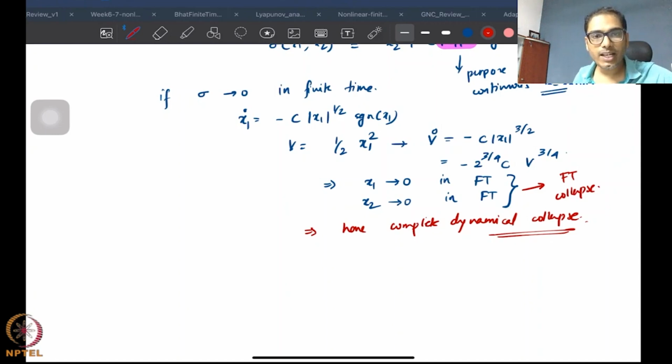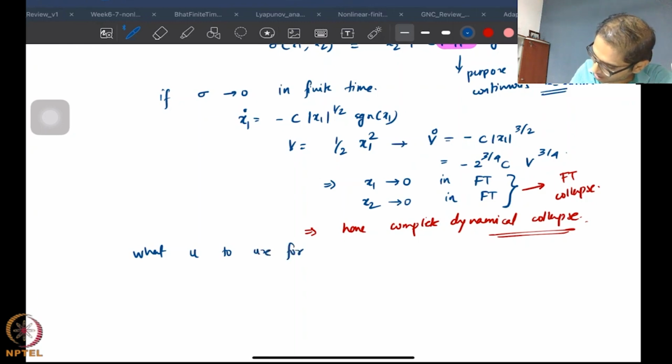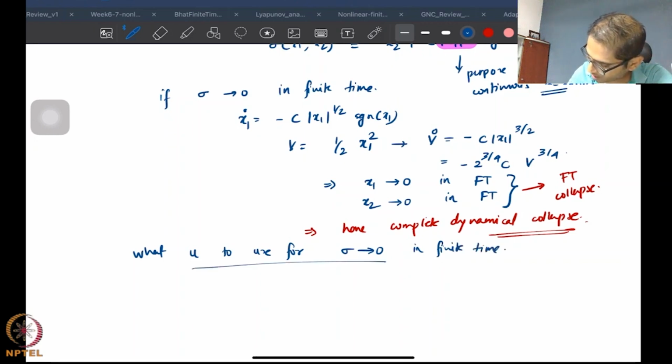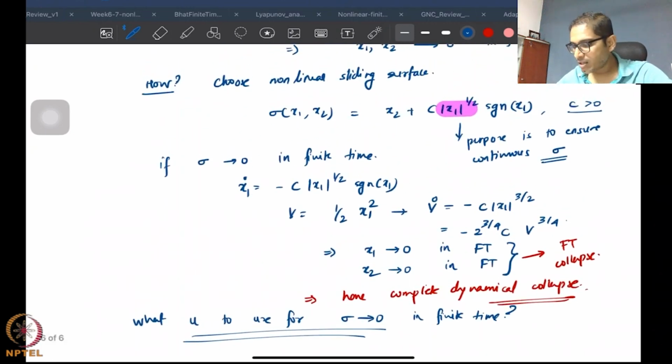So that's the very interesting notion. Now what is it that we need to remember? We need to, of course, find out what u to use for sigma going to 0 in finite time. That's an important question. What will be the control?